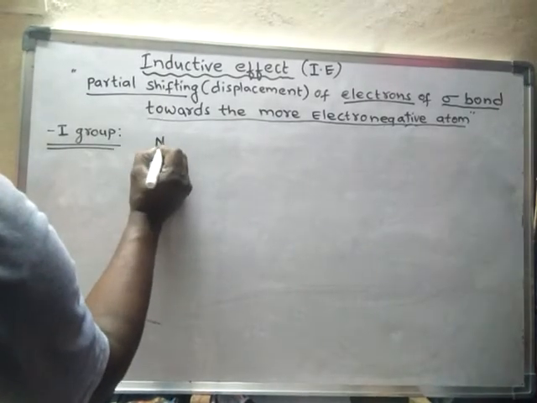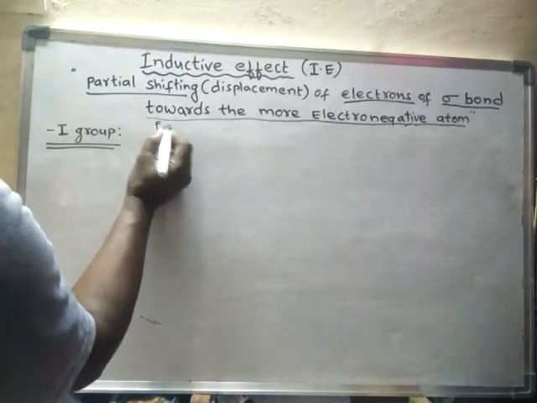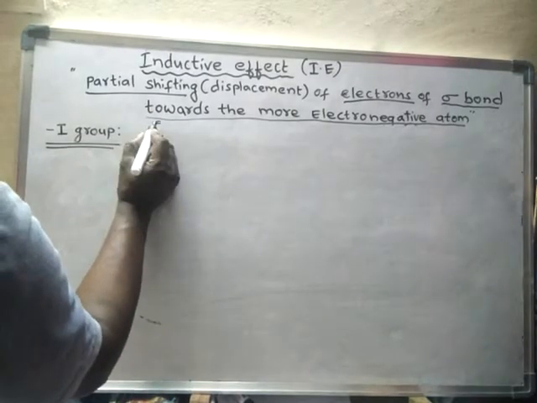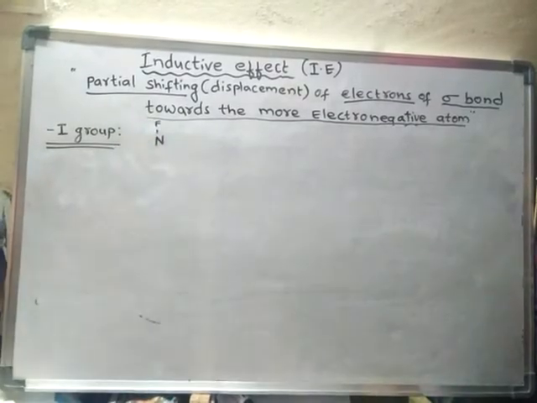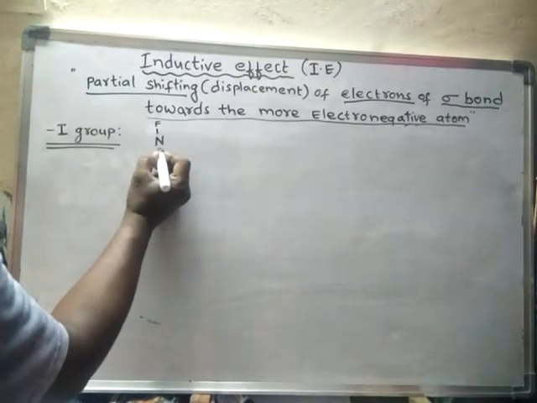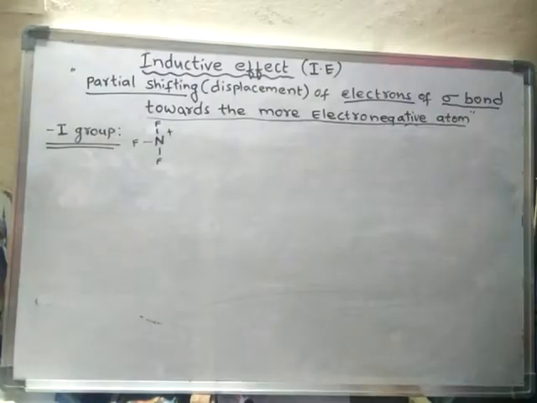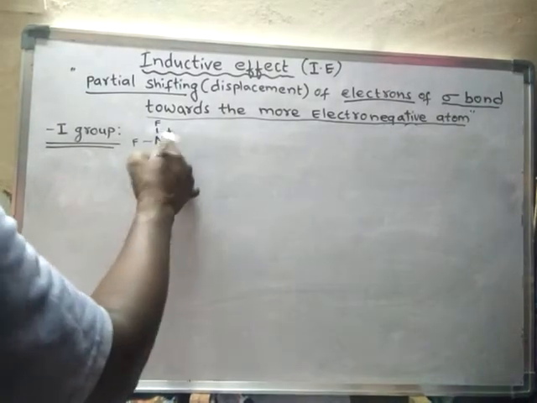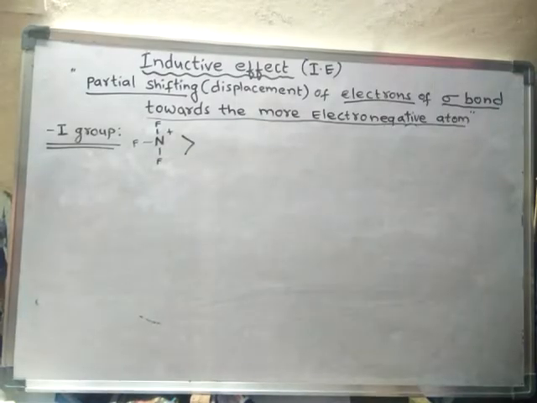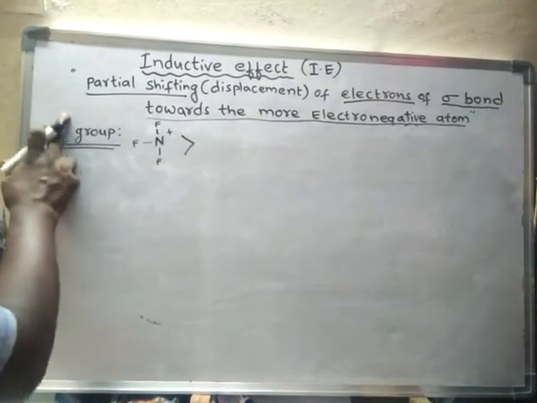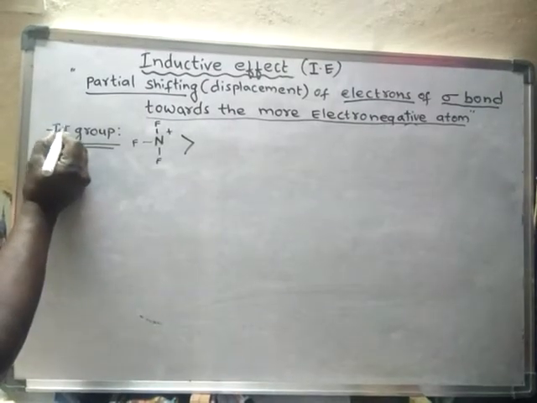See, nitrogen, if it is attached to 3 fluorine groups, it is a highly electron withdrawing group. That means it shows a high negative inductive effect, minus I effect. The nitrogen attached to 3 fluorine atoms and having positive charge possesses the highest minus IE group.